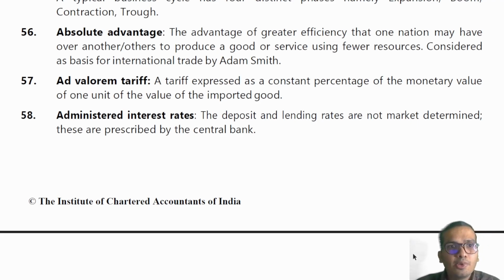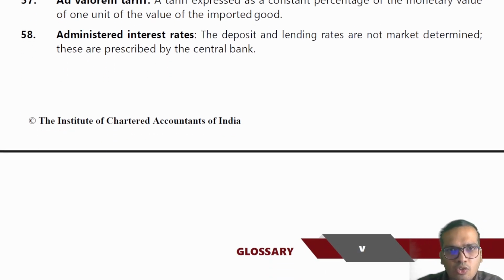Then comes absolute advantage. So the advantage of greater efficiency that one nation may have over another or others to produce a good or service using fewer resources, considered as basis for international trade by Adam Smith. Then comes ad valorem tariff. So tariff expressed as a constant percentage of the monetary value of one unit of the imported goods. Then comes administered interest rates. So deposits and lending rates are not market determined, they are prescribed by the central bank.